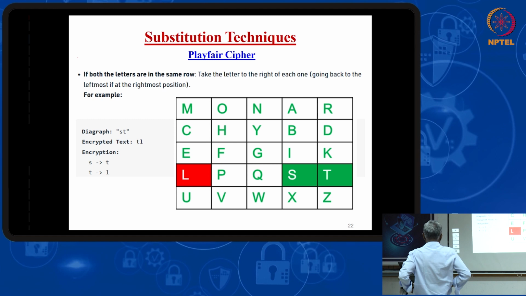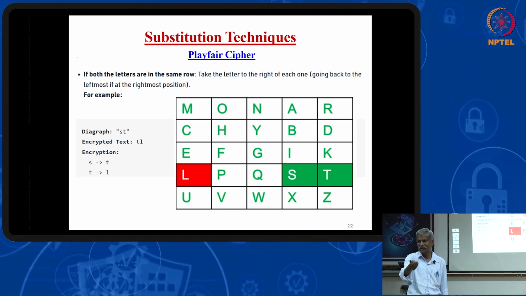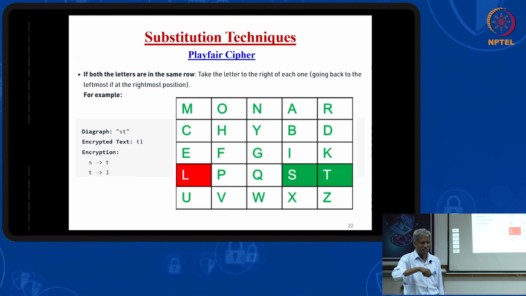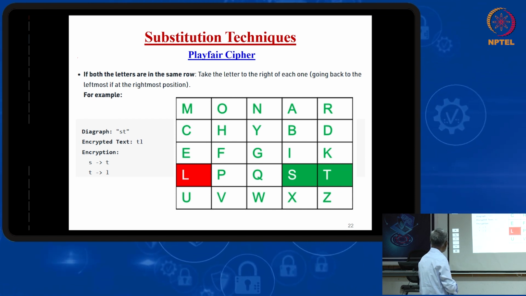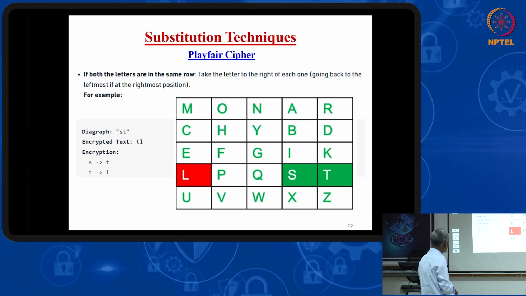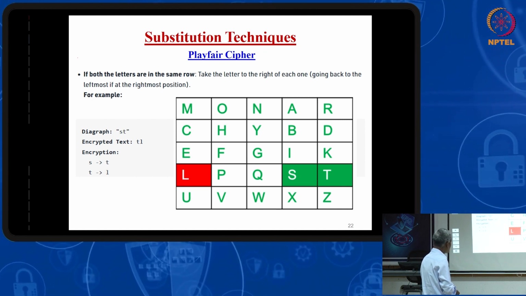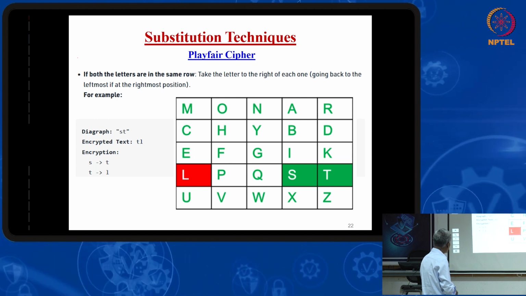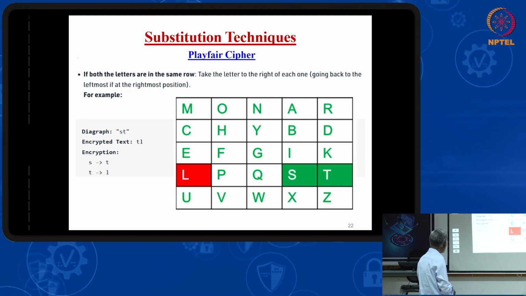Next, same row. Same row means you look to the right side. If it is the last one, you have to come to the beginning, in cyclic order. Now we will see ST. First, what is the next letter to S? T. What is the next letter to T? L. So S goes to T, T goes to L. ST will be converted to TL.